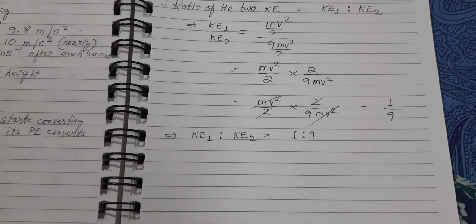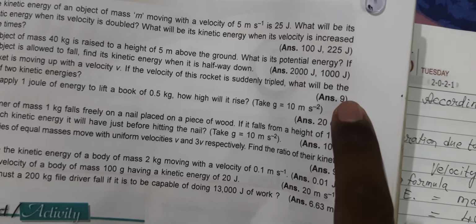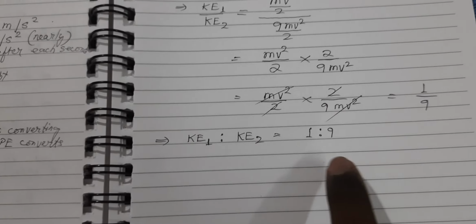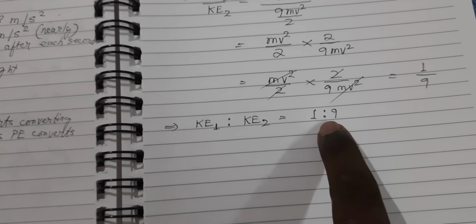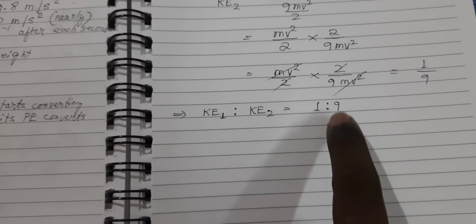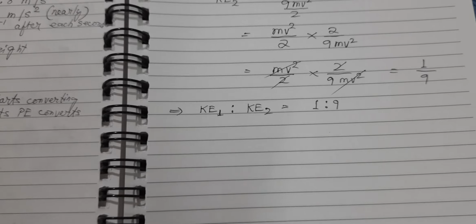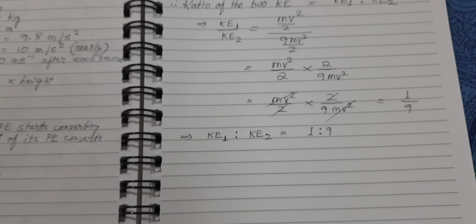Now for some reason, I don't know, in the book the answer is given only as 9. A ratio cannot be a single number. A ratio has to be in this form, with a colon. So this is our answer. Don't follow the book's answer. This is our answer.